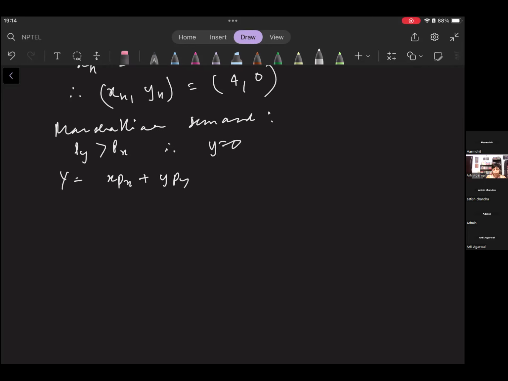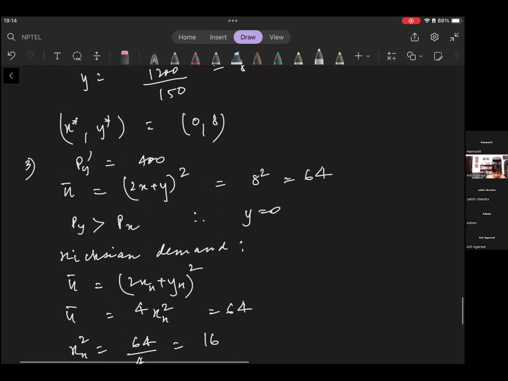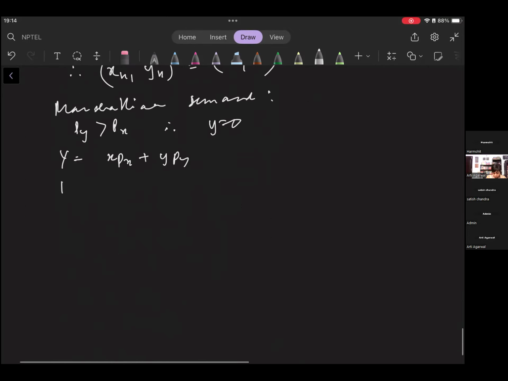Now, if you want, you can put subscript m here. I'm just leaving it like that for now. Your budget is still the same, which was 1200. y is equal to 0. Therefore, x was what? 300, right? 300 into x. I'm writing xm here just to differentiate it.